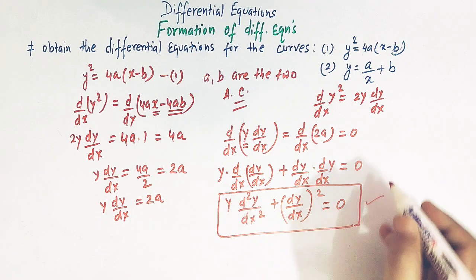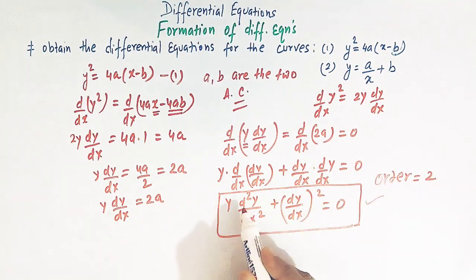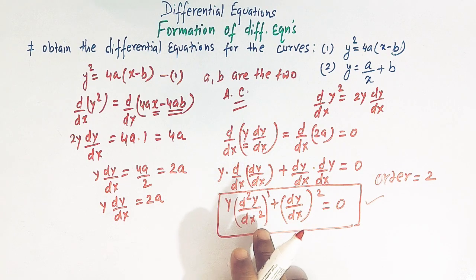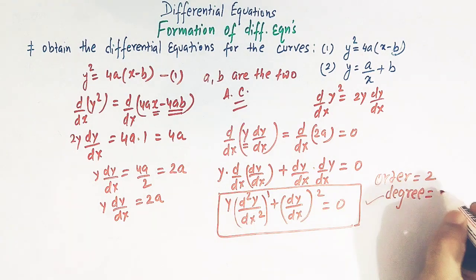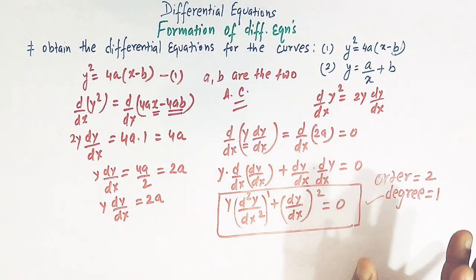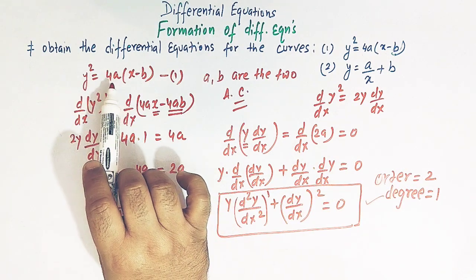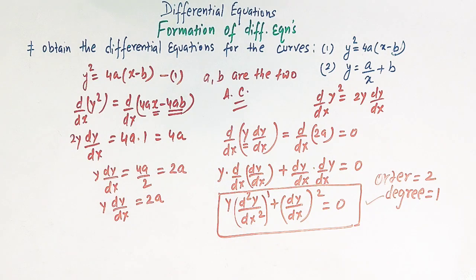And from this equation we see that the order of this differential equation is 2, because the highest order derivative occurring in this differential equation is 2. And the exponent of this highest order derivative is known as the degree of this equation. So the degree is 1 and the order is 2. And the order of the differential equation in this case is also equal to the number of arbitrary constants contained in the algebraic equation.